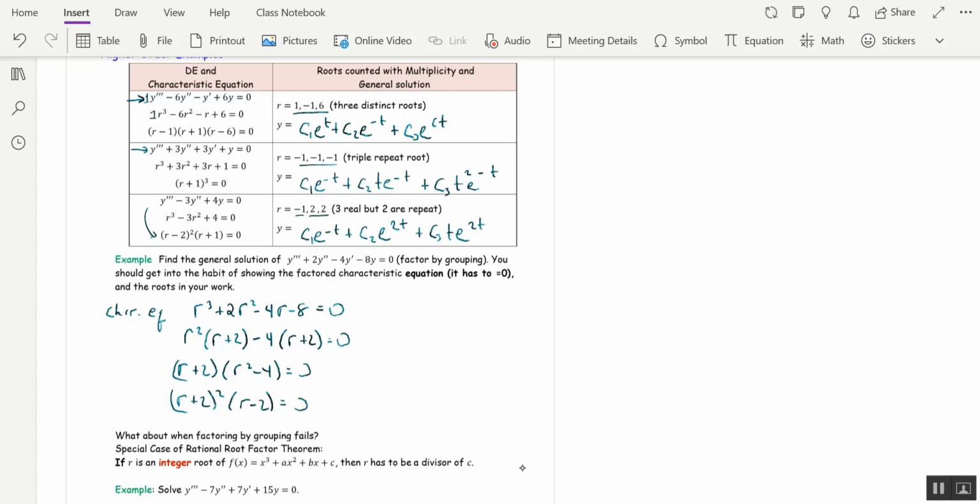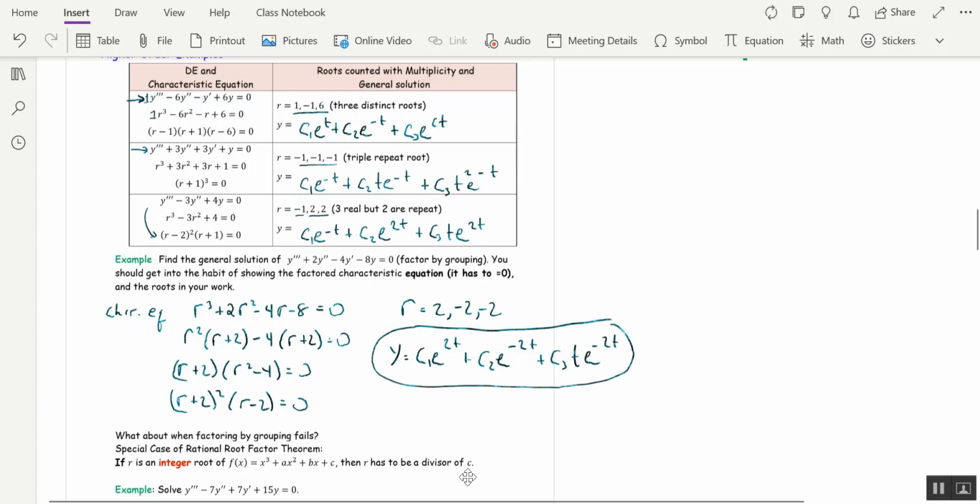That's fully factored. So in terms of our roots, we have r equals 2, and then negative 2 is a repeat root. So the general solution will be y equals c1 e to the 2t plus c2 e to the negative 2t plus c3 t e to the negative 2t.